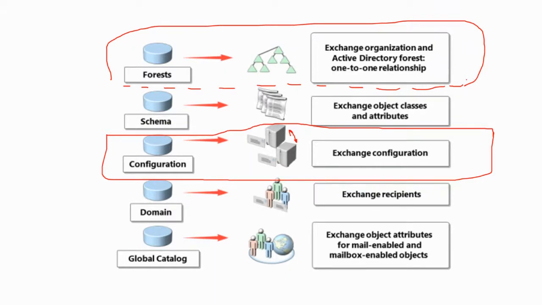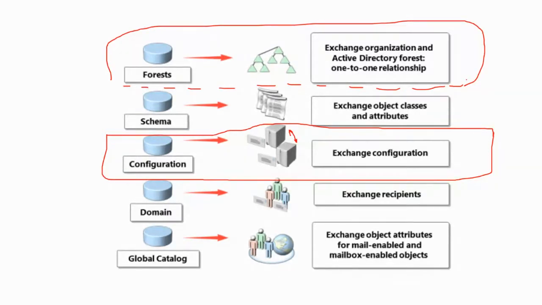When application developers choose to store application information in the configuration partition, they do not need to create their own mechanism to replicate the information. The configuration partition stores each type of configuration information in separate containers. A container is an Active Directory object similar to an organizational unit or OU, the same thing that is used to organize other objects.